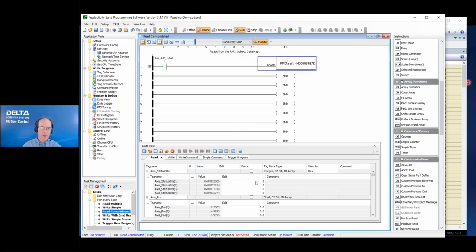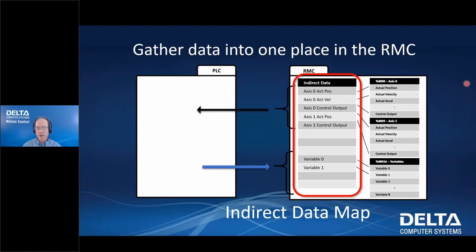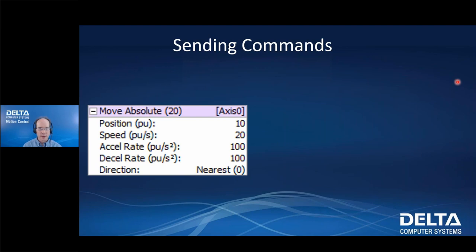So the indirect data map is typically how you would read data from the RMC for efficiency. And we see it reached 20 and the status bits came back. One special item is sending commands. So you see a typical command would be a move absolute with some parameters.